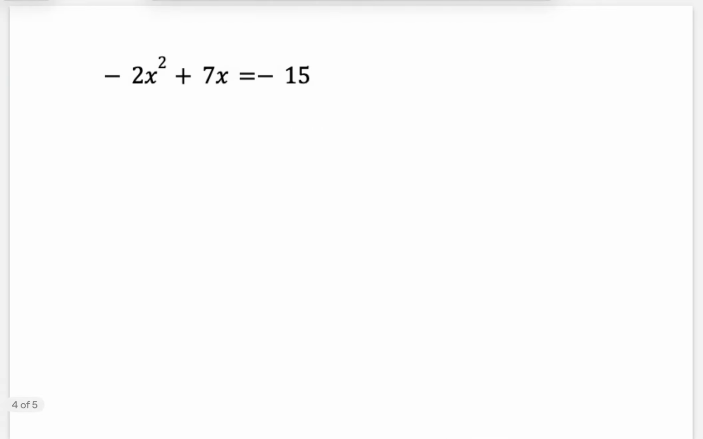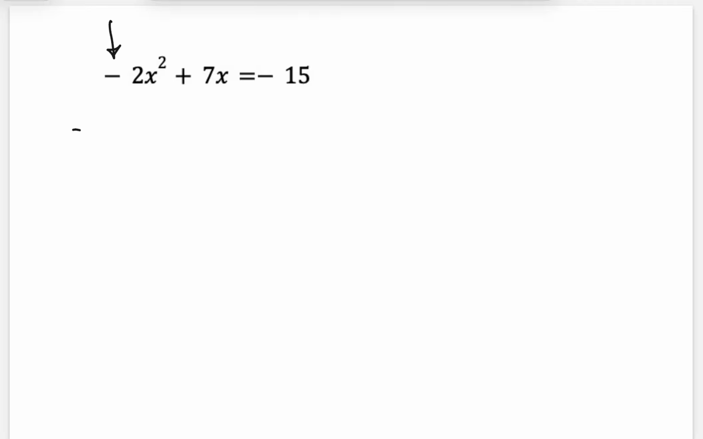So now with our next one, we have a number in front of the x squared. That means it is still a trinomial, but we are going to have to factor it a little differently. First of all, I don't like to deal with a negative x squared value. So it's easiest if we get everything over to one side, and it's easiest to make that x squared positive.